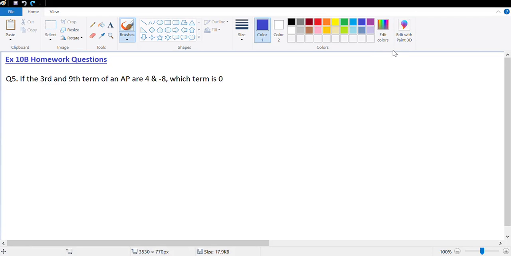Hi guys, let's look at the homework questions of exercise 10B. But before we start the questions, let's quickly revise what we've done in terms of concepts of this chapter.